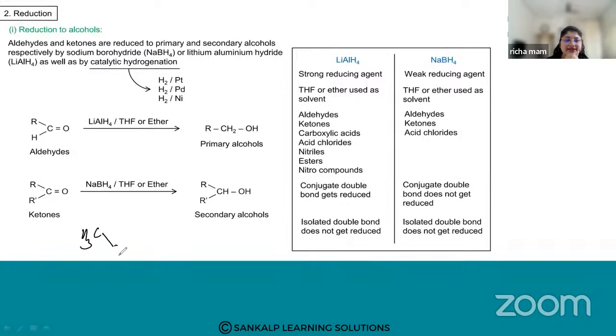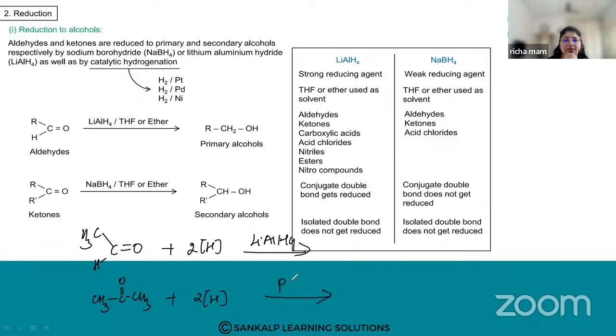Acetaldehyde is there. I'm going to do reduction on this in the presence of lithium aluminum hydride. So what will be the product obtained? And one more, I'll take a ketone. This is acetone. Let me do a reduction on this with catalytic hydrogenation. Tell me the products obtained, students.